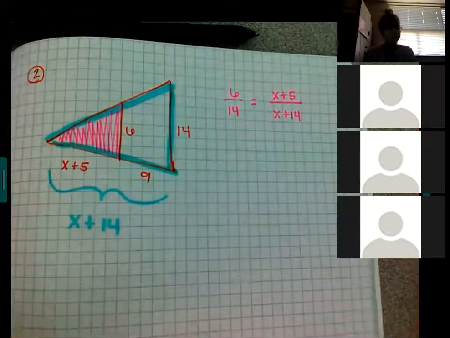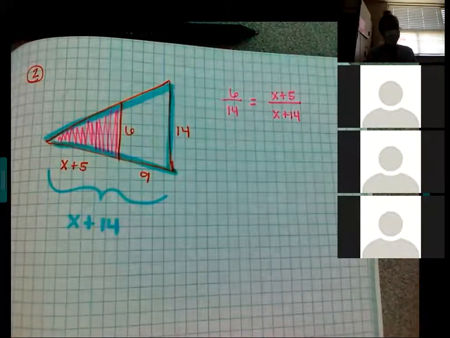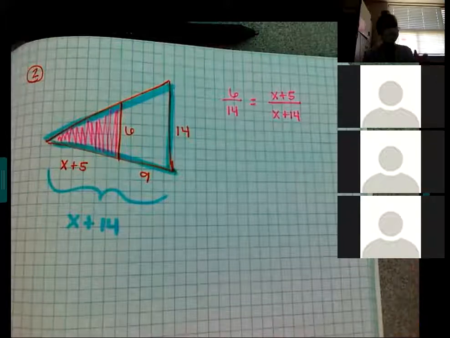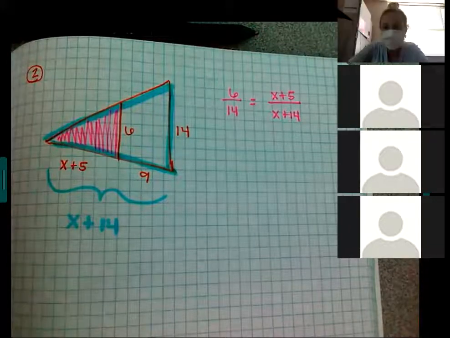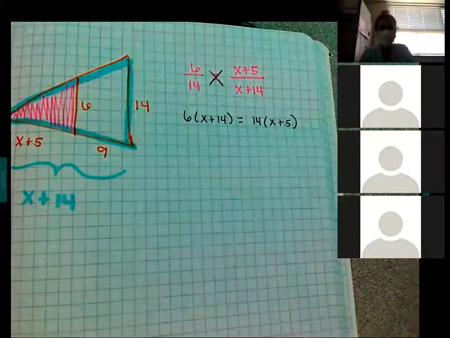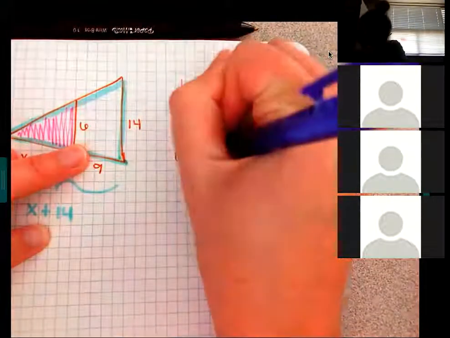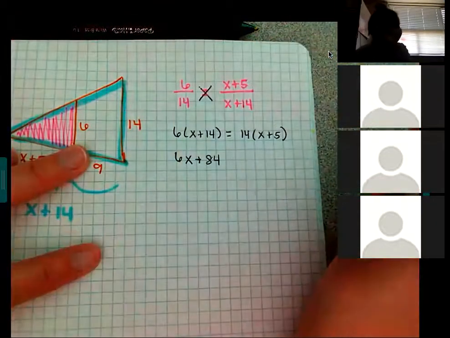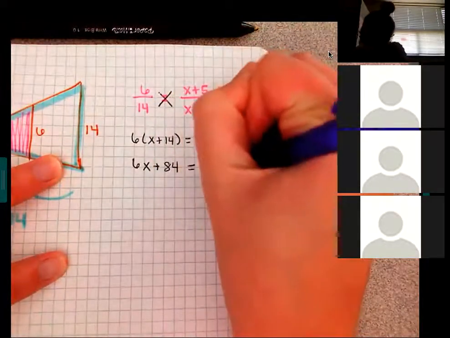Anybody confused by example 2, just setting it up? Do y'all need me to solve it with you, or y'all want to try to solve it on your own? Okay, try to solve on your own, cross multiply. I'm gonna pause, but I'm still sitting here. Don't go anywhere because we'll check it. All right, so if you cross multiplied 6 times x plus 14, I got 6x plus 84. Is that what y'all got? Okay, and then when I did 14 times x plus 5, I got 14x plus 70.